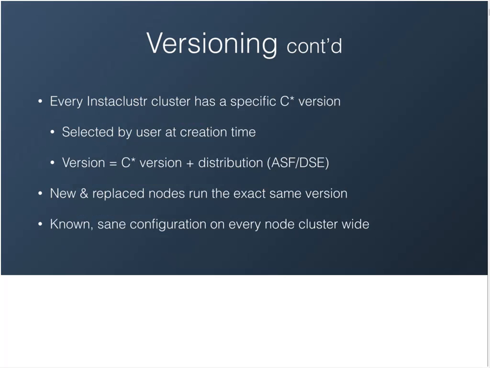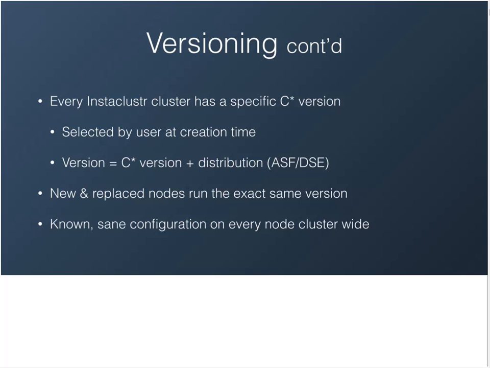But the advantage of having every cluster with a known version associated with it is that if a customer asks to add new nodes, or we have to replace a node because it's failed or something, that node will launch with exactly the same version of Cassandra. Whereas, if you're not careful and you just do apt-get install Cassandra without pinning the package to a known version, you're going to get slightly different point release versions running around your cluster.